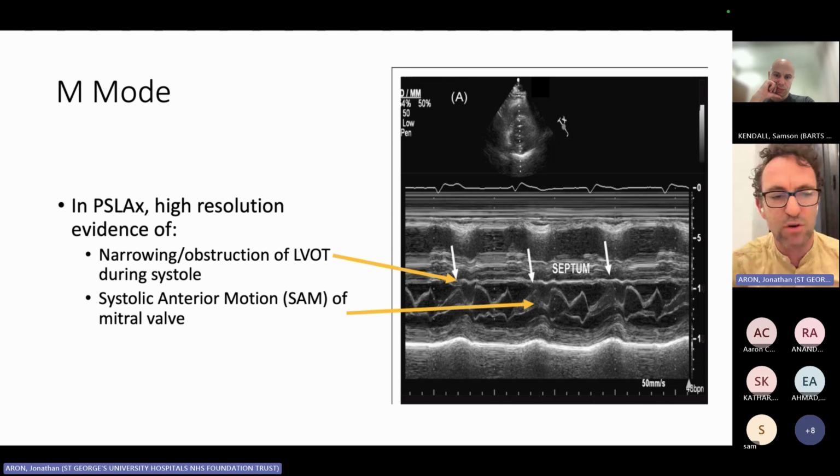You can see it in M mode as well. So in the parasternal long axis, put your M mode cursor through the mitral valve and watch it move towards the septum. Clearly, it should move towards the septum during diastole, but it shouldn't move towards the septum during systole, as it is in this case. So you get this M pattern, and you can see it's coming pretty close to the septal wall during systole, resulting in complete obstruction.